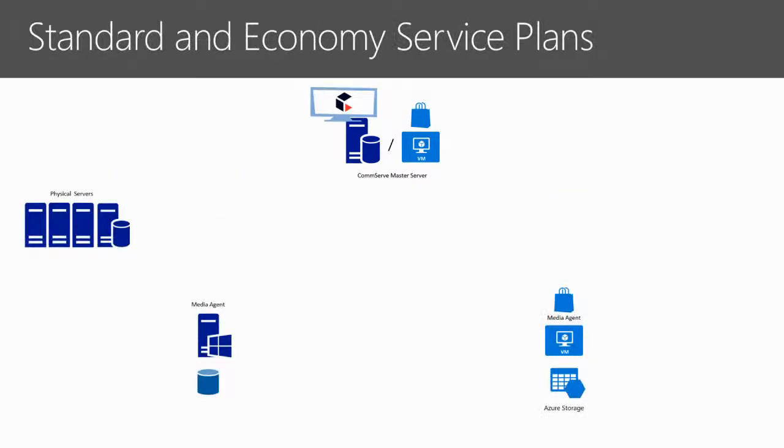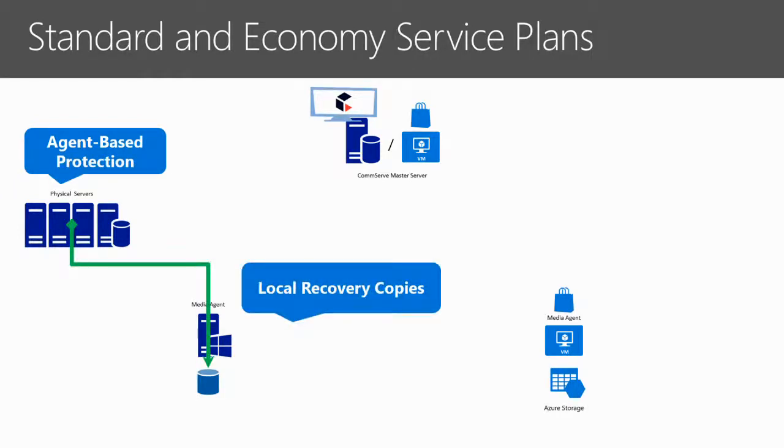So standard and economy plans that Rob summarized earlier, we've got a couple of different ways in which that might apply. So starting out with a use case of some physical servers, agent-based protection, so the traditional data protection, local recovery copies on site. Why is that handy? Shortens your backup window, ensures we've got that local recovery, and it takes the WAN out of your recovery scenario.